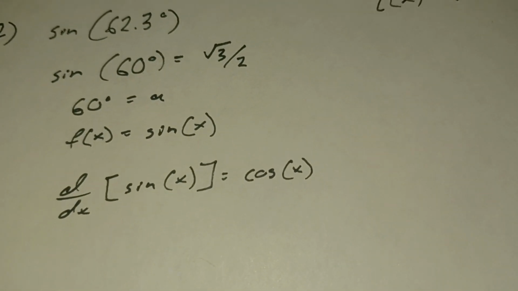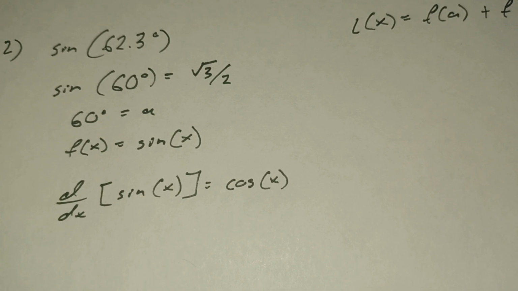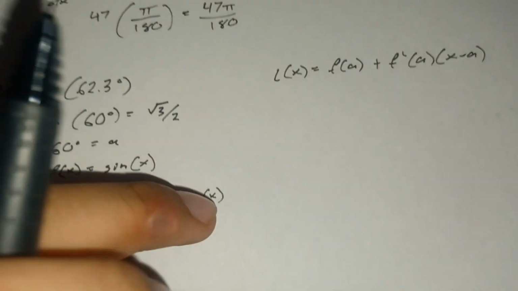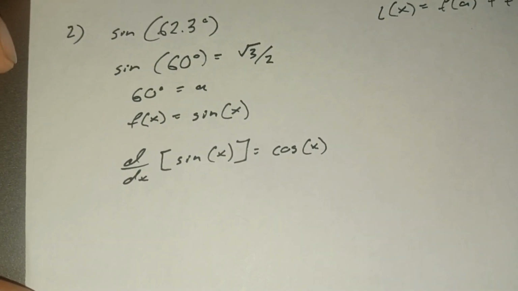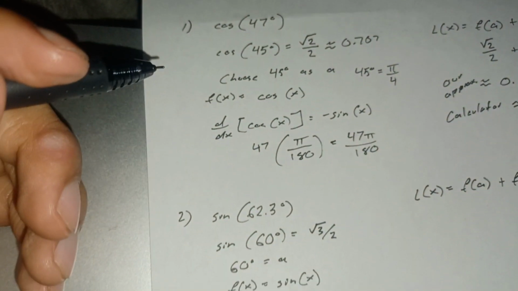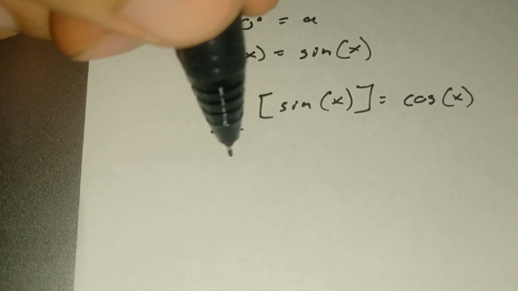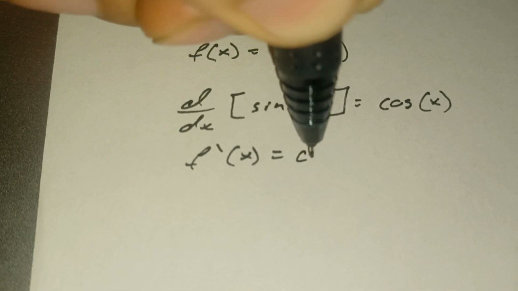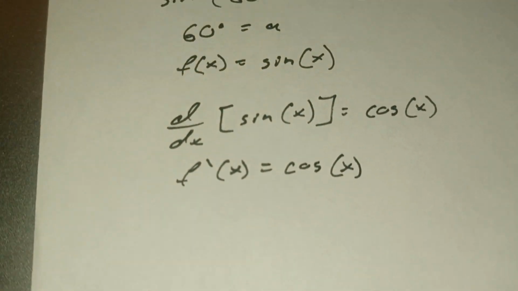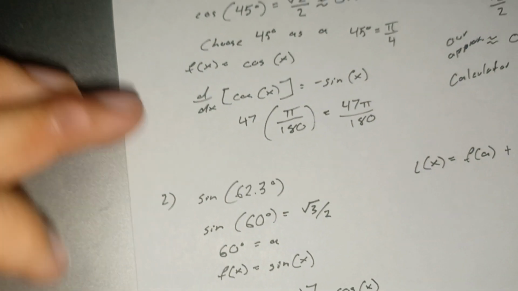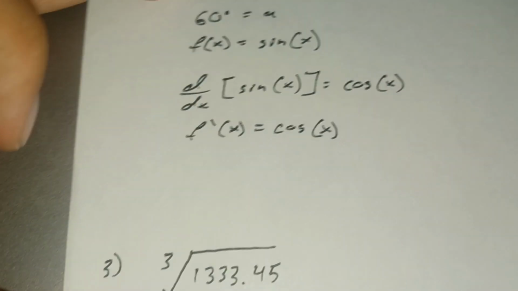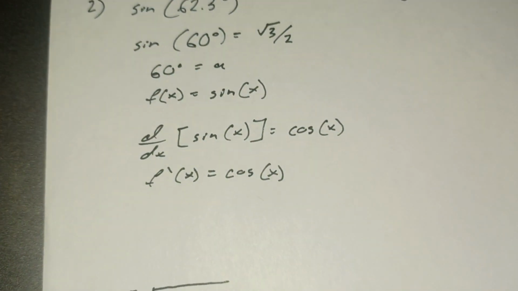Cosine of x. So now we can go ahead and do this. So that's our derivative, by the way. I didn't do this in the last problem, but let's label this as our derivative. F prime of x is equal to cosine of x. Sorry that I forgot this step, but you get it right here. So f prime of x is equal to cosine of x, right?